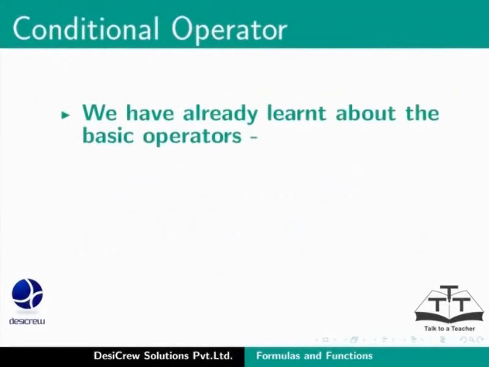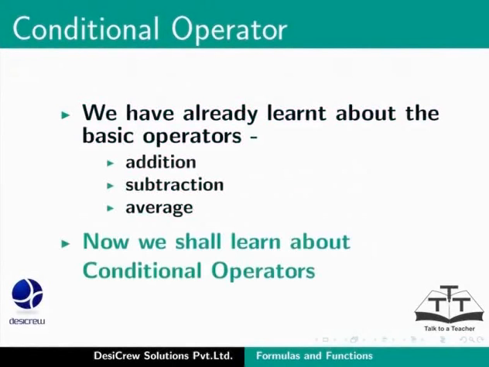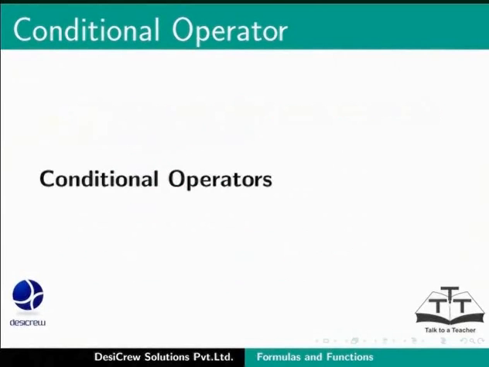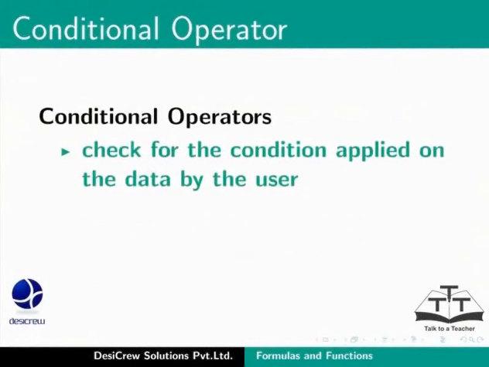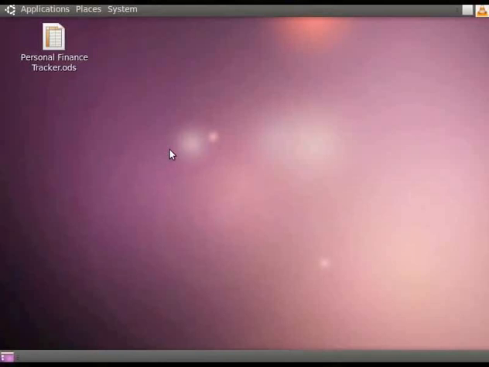We have already learned to apply the basic arithmetic operators like addition, subtraction, and average on data. Now let's learn about a few other useful operators. One of the most commonly used operators is the conditional operator. Conditional operators check for the condition applied on the data by the user and then show results in Boolean true or false.